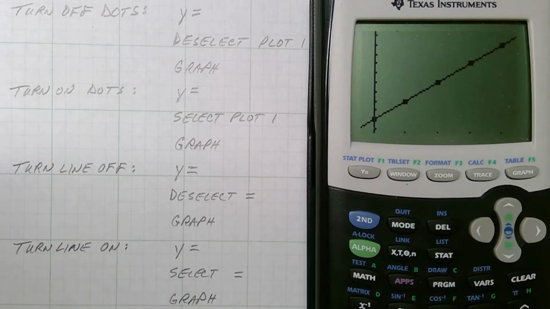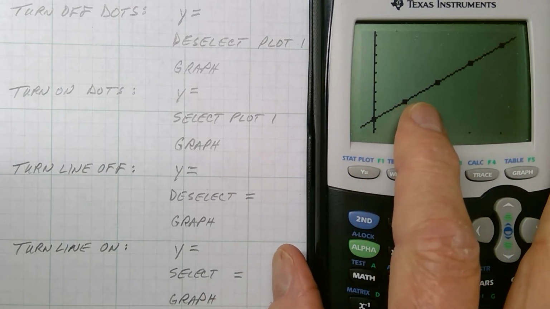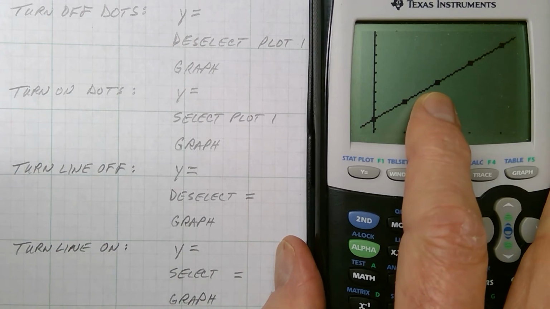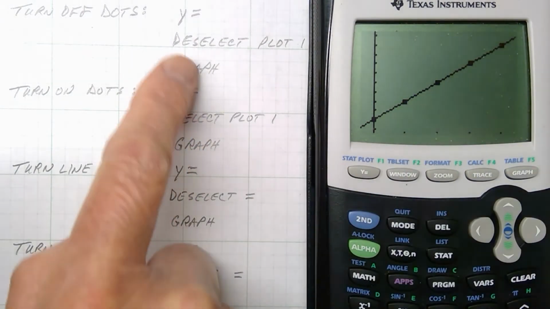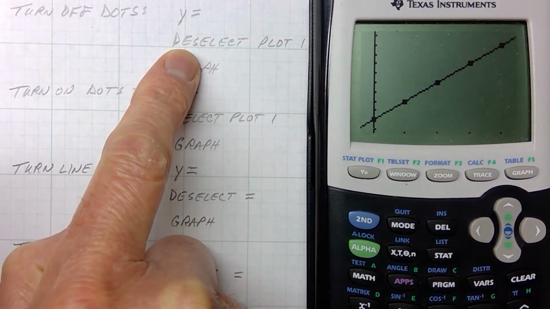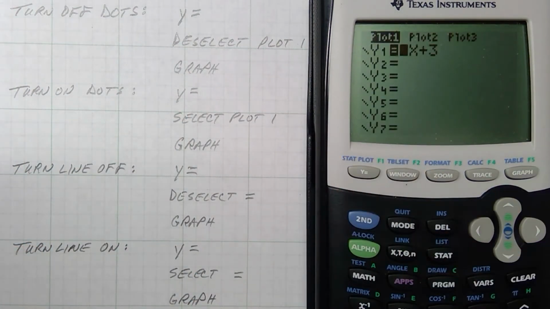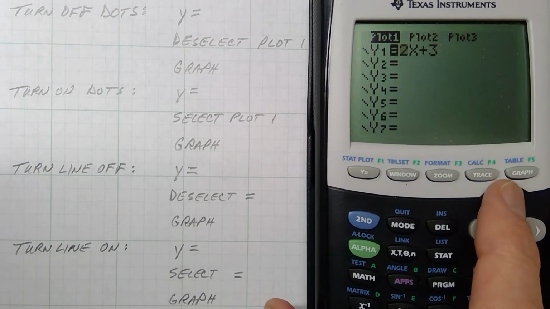All right, now something that's kind of handy to know, I don't know how necessary it is, but it's kind of cool, is we can turn these dots on and off, and we can turn the line on and off. So I'll just show you how to do that real quick. If I want to turn the dots off, I just go to y equals, and I deselect plot 1. So I'm going to y equals, where I put my equation. And you guys see up there on plot 1, that's highlighted, that's selected already.